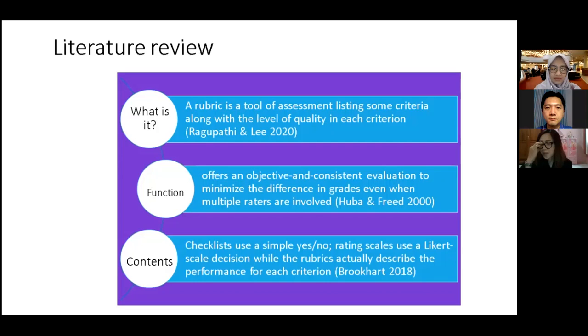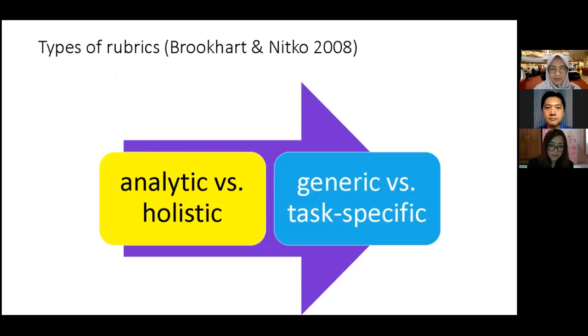And since we involve the students, our target is that it should be done in a standard way, with consistent evaluation. That is our aim. The contents of rubrics include checklists using a simple yes or no, and also a Likert scale decision for each criterion. That's the general information about the rubric. Nadia, could you please go on to the next?